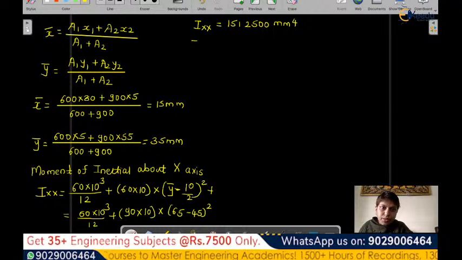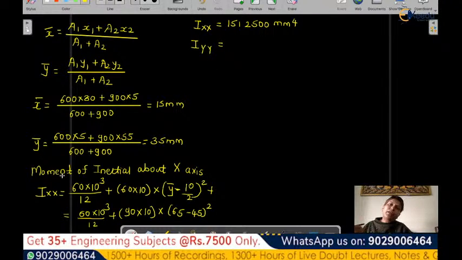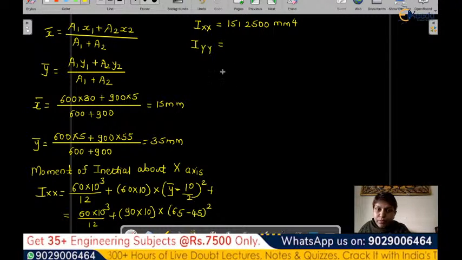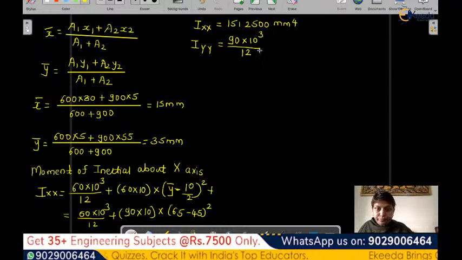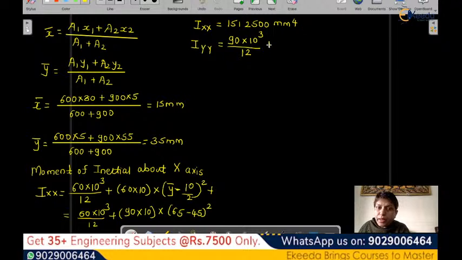Now similarly find out what is Iyy. We have used the formula BD cube by 12, but here it is the opposite way, DB cube by 12. So please find out Iyy. Here, 90 into 10 cube. For this member, let me show you, this is 90 D B cube by 12 plus area. Area is 90 into 10, into the distance between CG.